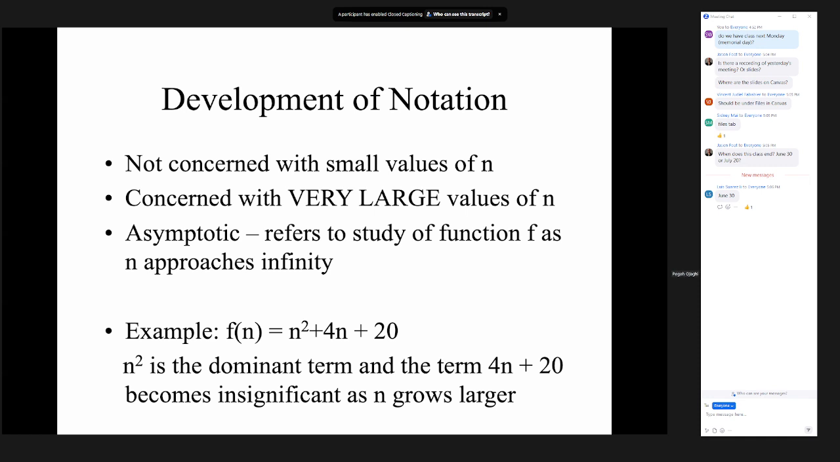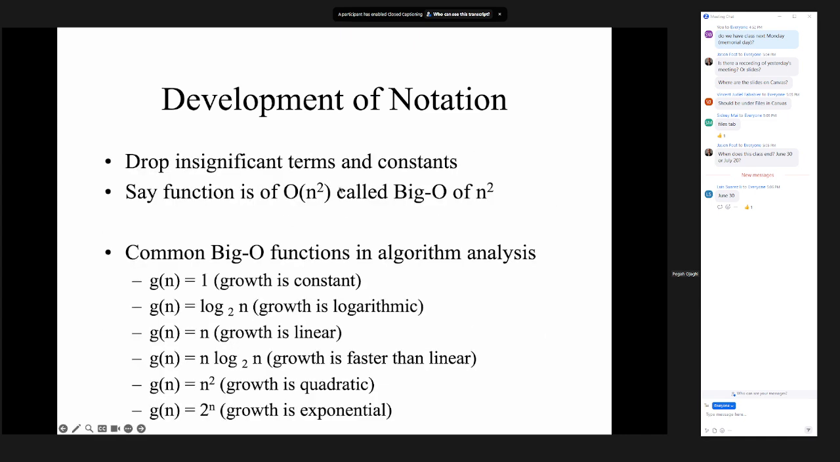It's like, I don't care, because at the end of the day, if you are a millionaire, 20 cents is nothing compared to the million dollars that you have. So you don't care about 20 cents. When it becomes bigger and bigger, you don't care about the small numbers, which don't change anything. So we drop insignificant terms and constants, because eventually, at the end of the day, they don't matter. We say the function is O(n squared).